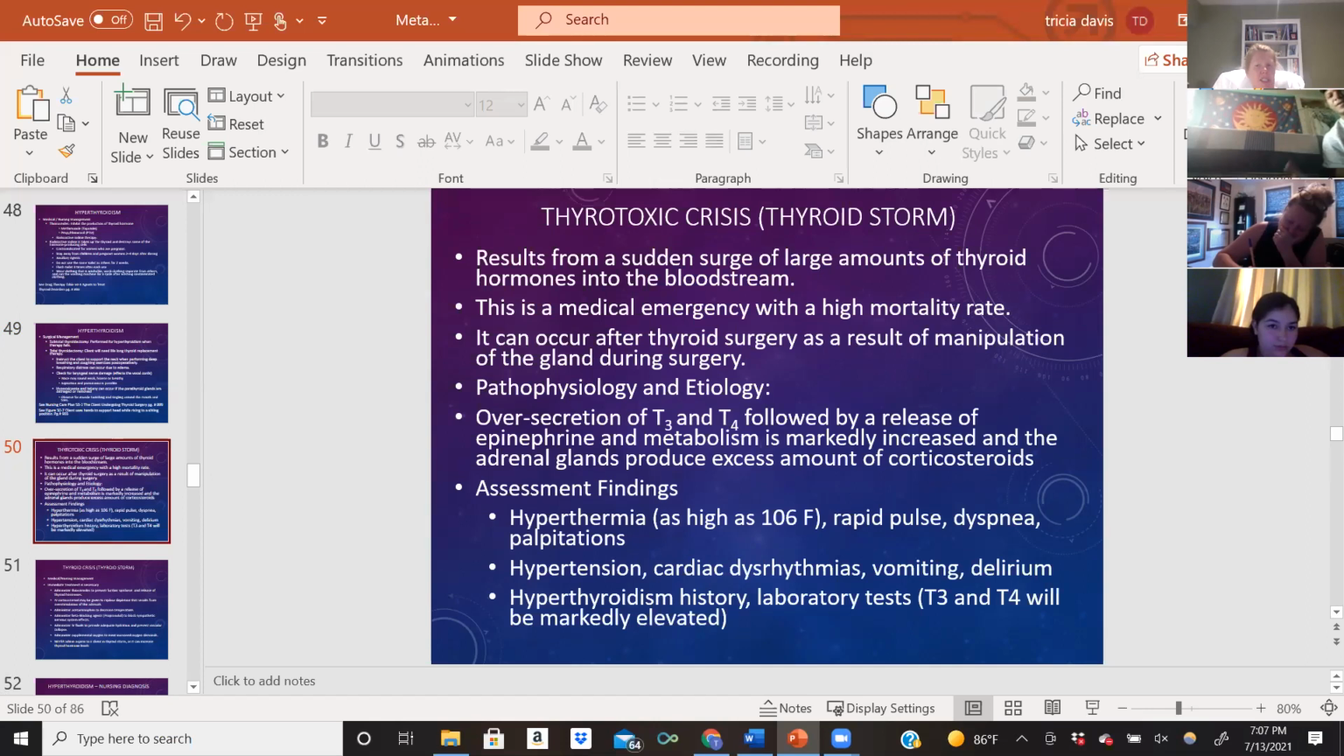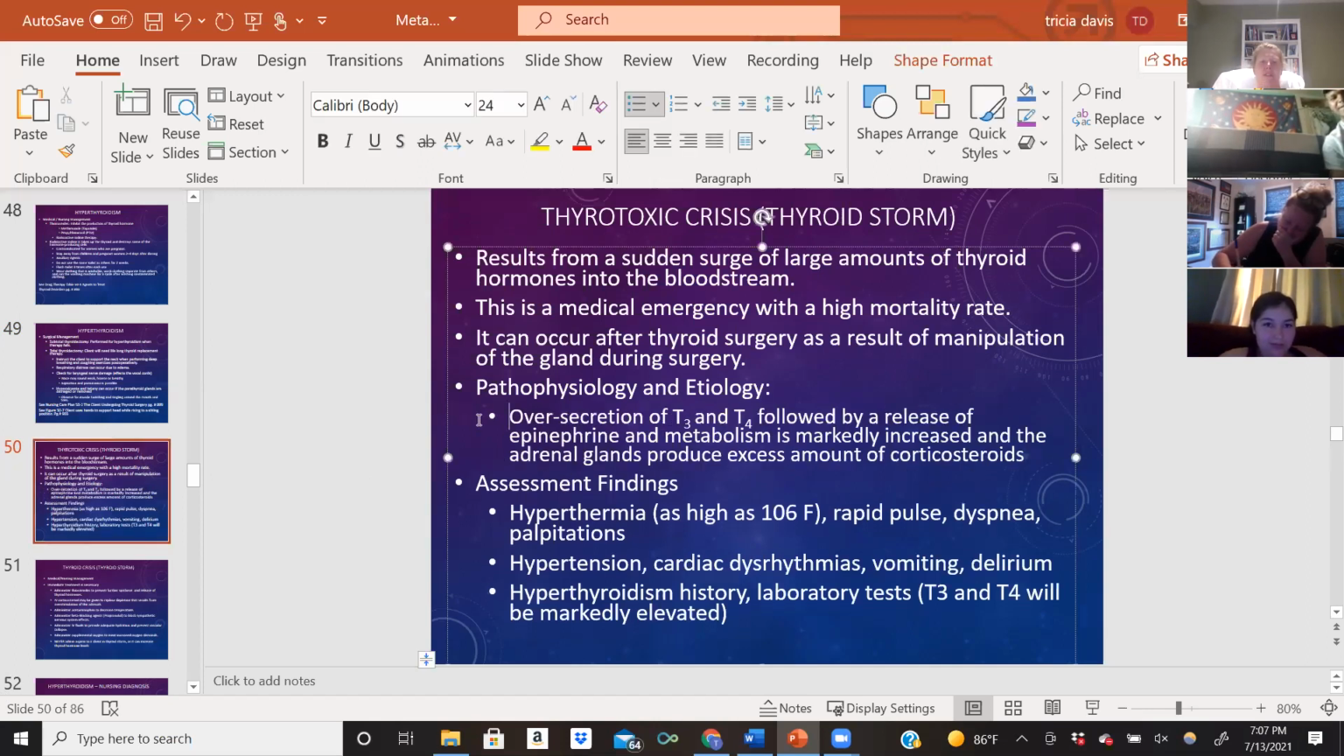There's an oversecretion of T3 and T4, followed by a release of epinephrine at the same time, and then our metabolism is going to go through the roof, way higher than in hyperthyroidism. So the metabolism is going to be markedly increased, and our adrenal glands are going to produce excess amounts of corticosteroids. So these patients are going to present with an extremely high fever, hyperthermia.